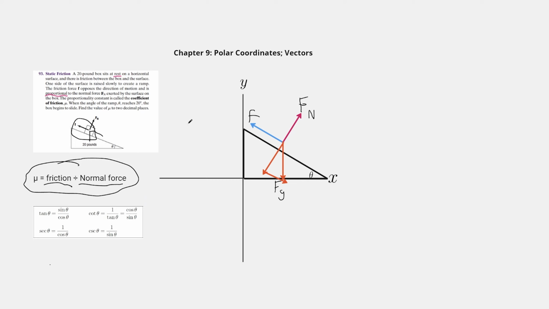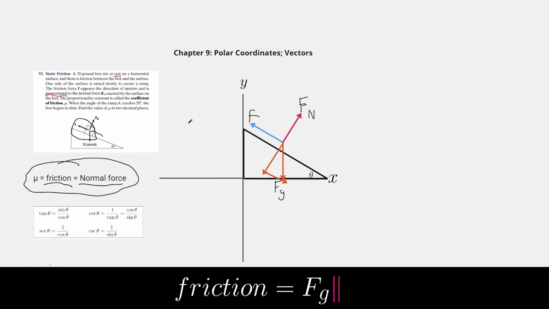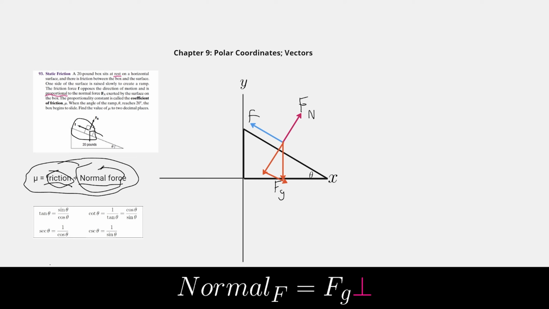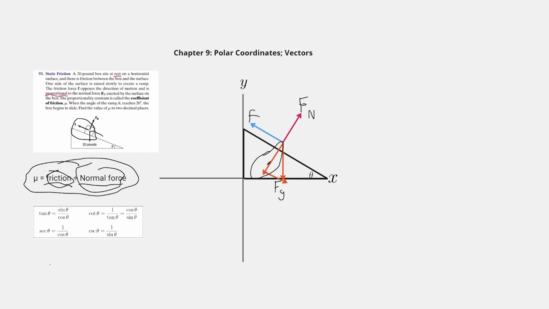And just what I was talking about, friction equals the parallel component of the gravitational force, and that's how we'll find friction. And same for normal force. Finding the perpendicular component of the gravitational force gives the normal force. So whatever this is, normal force, and whatever this is, friction.